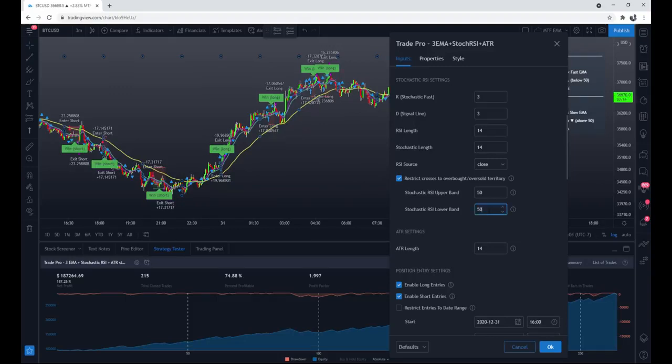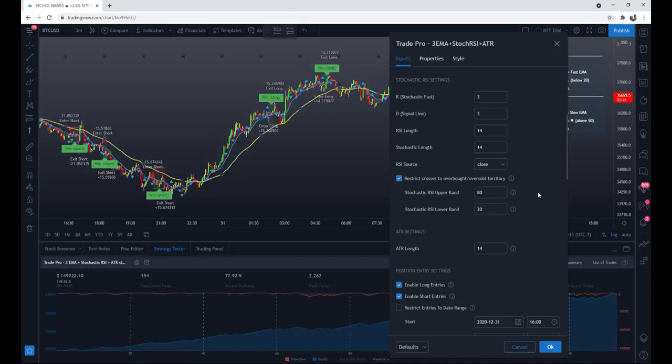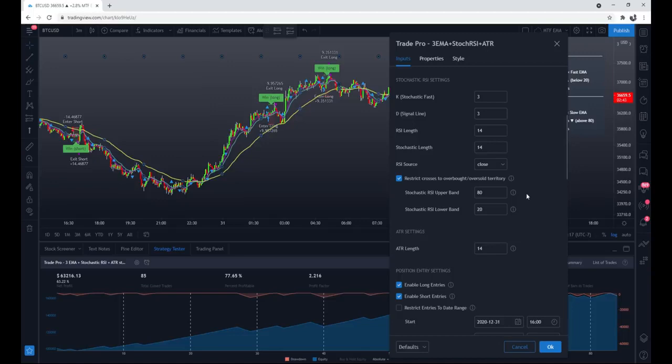So let's see what happens if we change it to the more traditional values of overbought and oversold. So I'm going to change the lower band to 20, and I'm going to change the upper band to 80, like a more traditional stochastic RSI. And as we can see, there are far fewer entries, but the results do get significantly better. Profit factor's up to 2.2, profitable 77.65%.